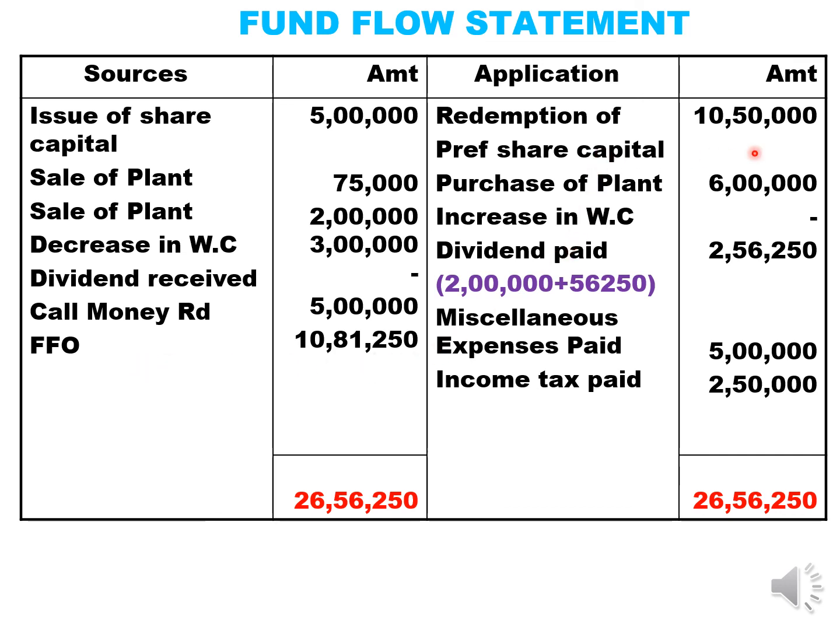Then redemption of preference share, we have repaid. So application indicates payment, 10,50,000. Purchase of plant 6 lakh. Increase in working capital we don't have. Dividends paid, both equity dividend and preference dividend, 2,56,250. Then miscellaneous expenses paid, that is share issue expenses 5 lakh. Then income tax paid 2,50,000. So all payments come in application side and all receipts come in sources side. So you get a total of FFS 26,56,250. Okay students, kindly work out.